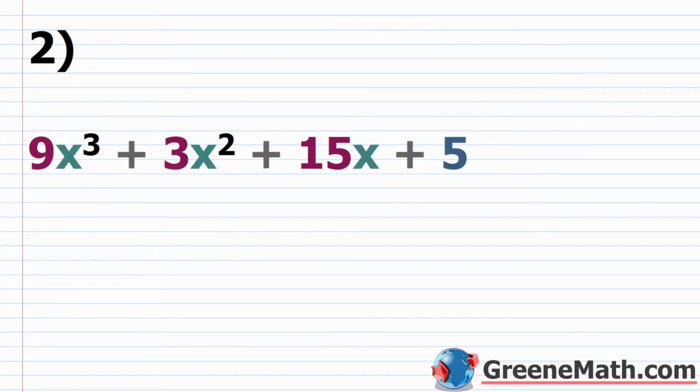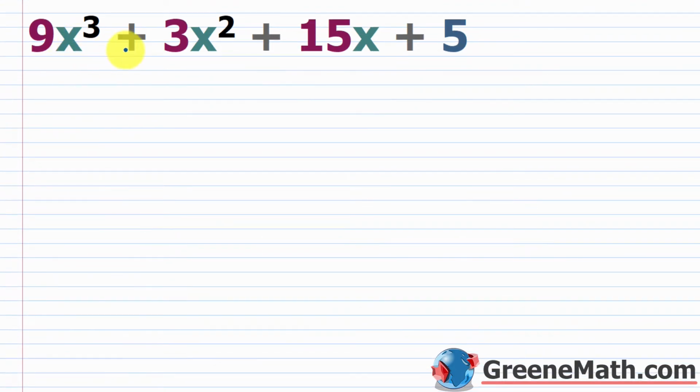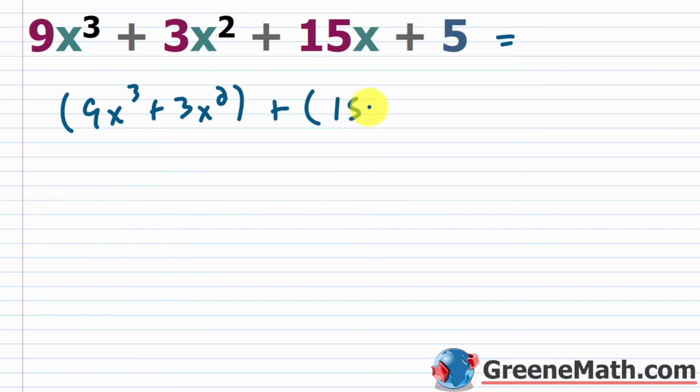Okay, let's look at the second problem. So we have this 9x cubed plus 3x squared plus 15x plus 5. My greatest common factor between the 4 terms is 1, so you don't have to do anything there. Just arrange this into 2 groups with 2 terms in each group. And so I'm just going to pick the first 2. So 9x cubed plus 3x squared. Say that's a group. Second 2 will be a group.